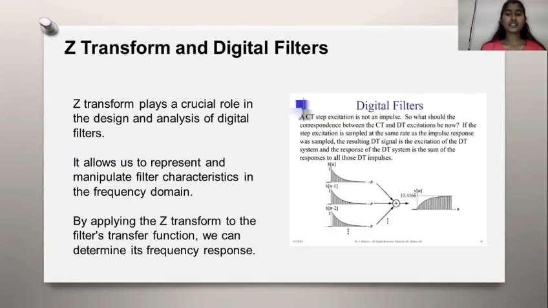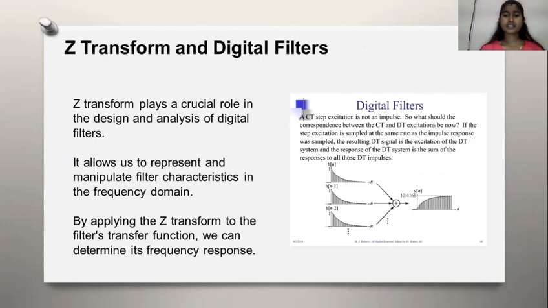Z transform and digital filters. The Z transform plays a crucial role in the design and analysis of digital filters. It also allows us to represent and manipulate filter characteristics in the frequency domain. By applying the Z transform to the filter's transfer function, we can determine its frequency response.